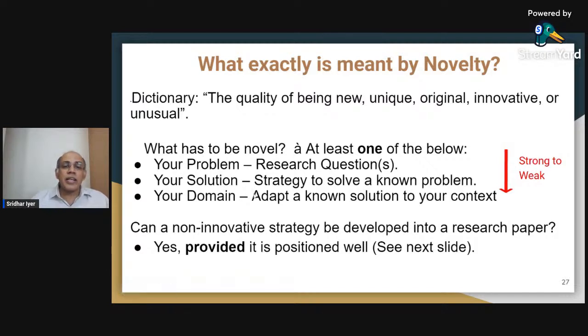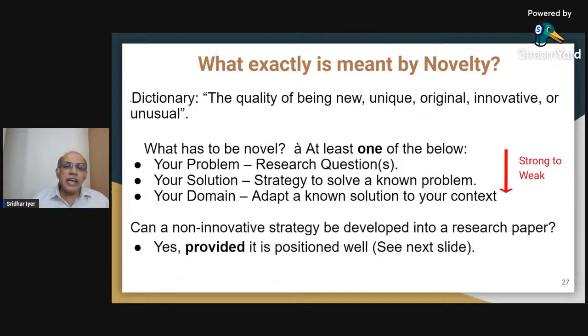Then there is novelty in the context or the domain, where you're adapting a known solution to your context. Context could be across a subject. For example, it may be known that learners in a math setting behave in a certain way, and now you may find that the same result holds also in a social sciences setting. Or it may be geographical context. You may know that learners in a particular area of the world have some result, and you find that that is also true in your area, irrespective of the social conditions. Okay, so that is the main idea behind novelty.